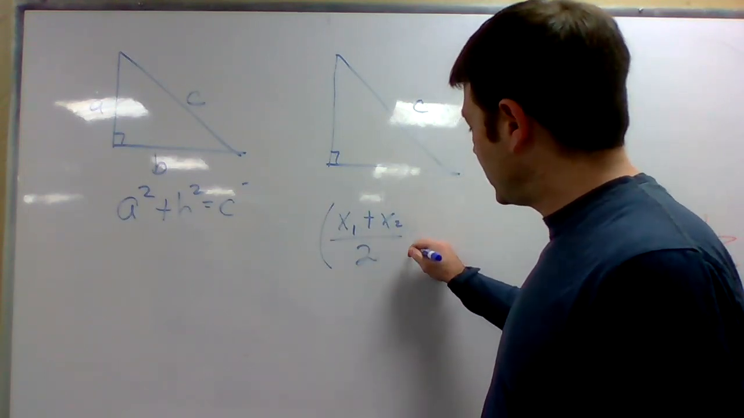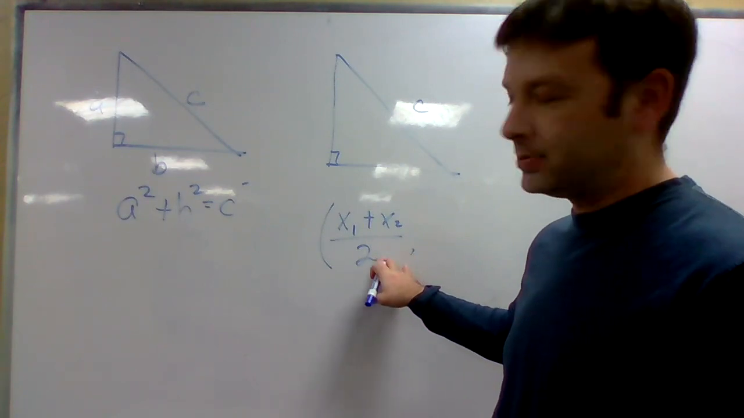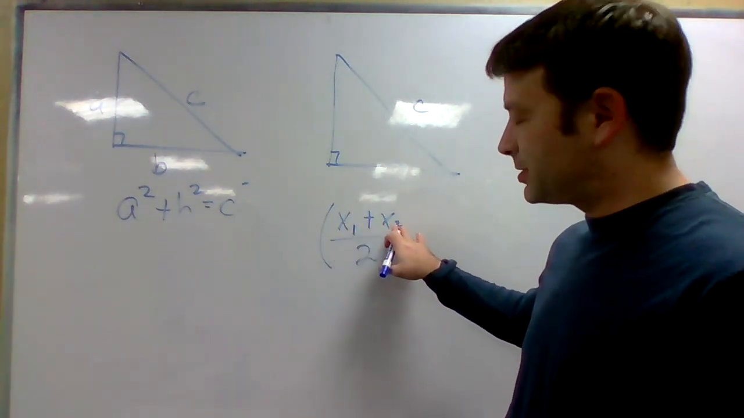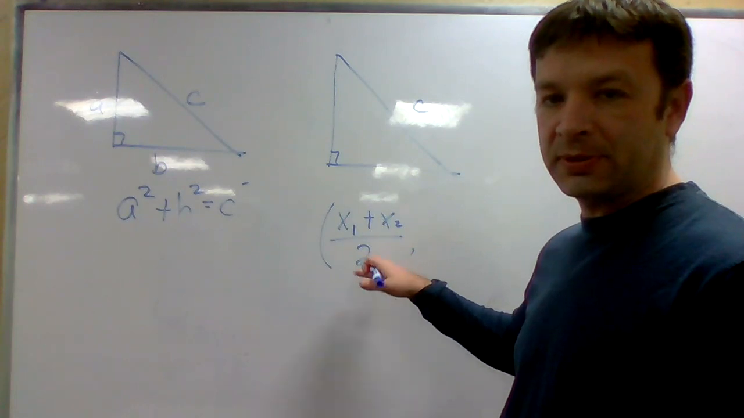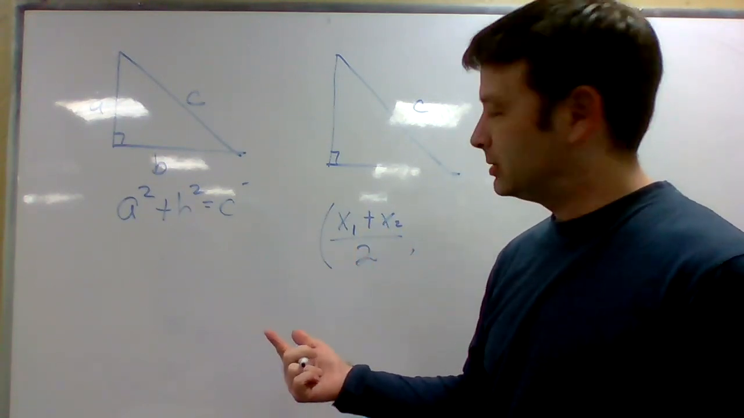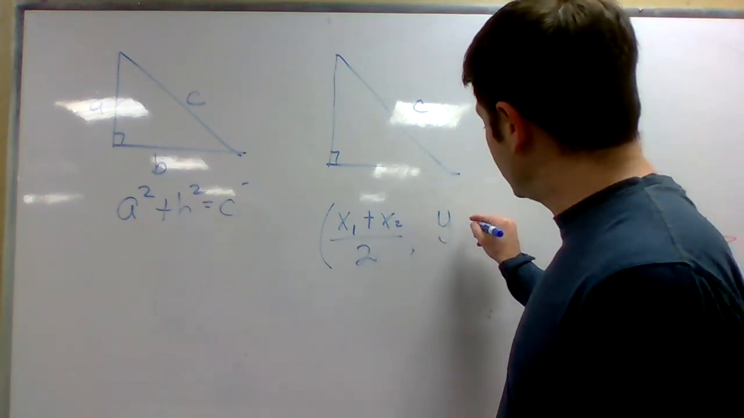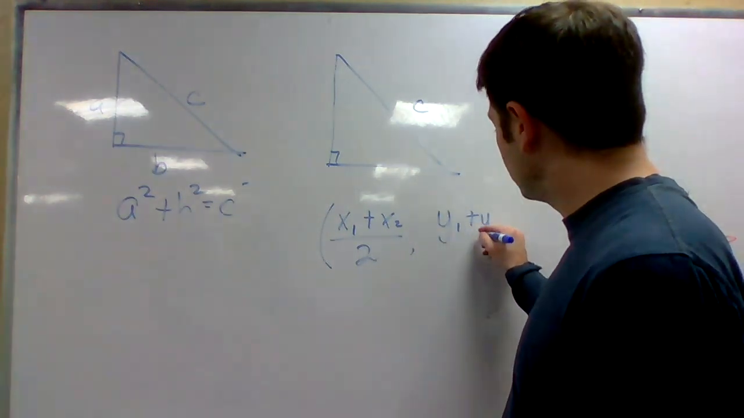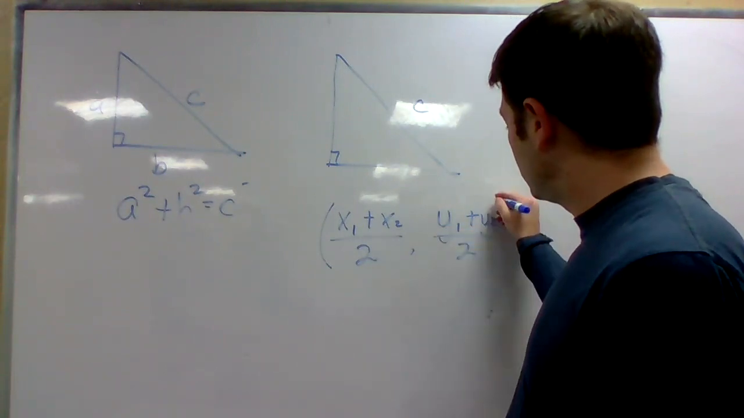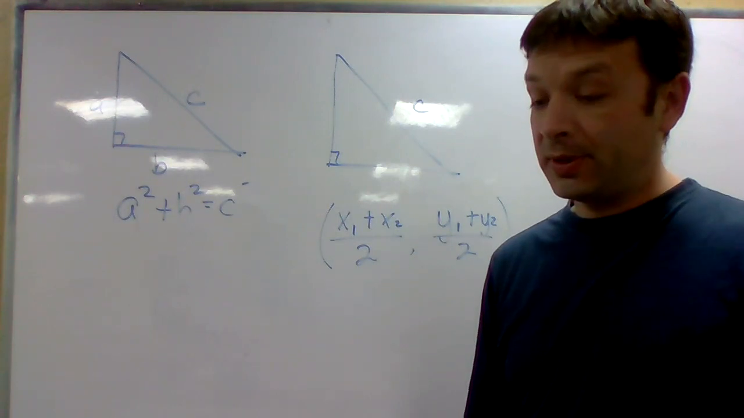Okay, that is how you find the x-coordinate. You add the two x-coordinates together, divide by 2. That gives you one number, which will be the x-coordinate of the midpoint. Okay, and then the y-coordinate looks just the same. You add the y values together, divide by 2, and that gives you the y-coordinate.